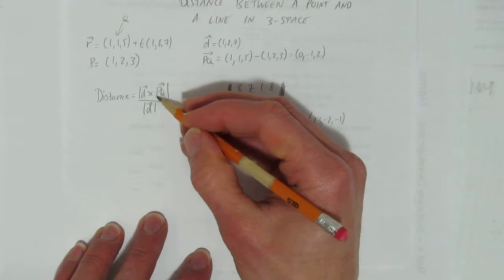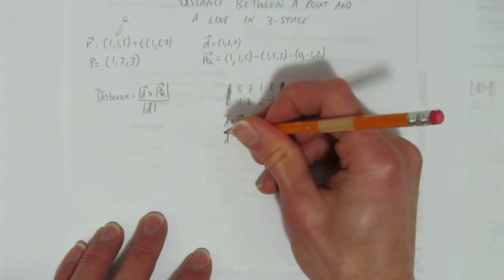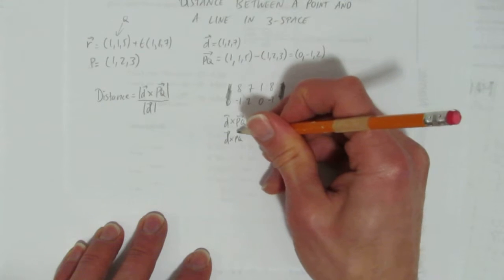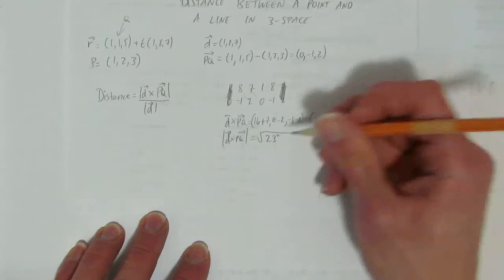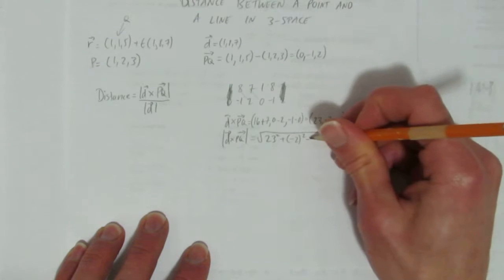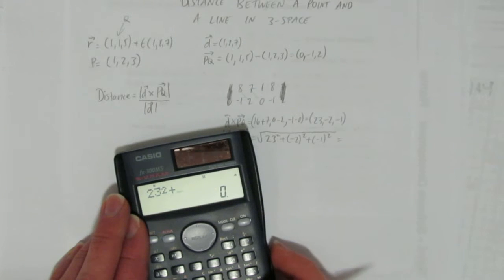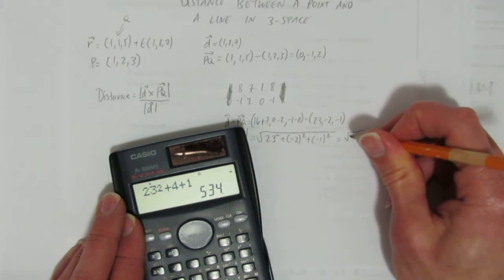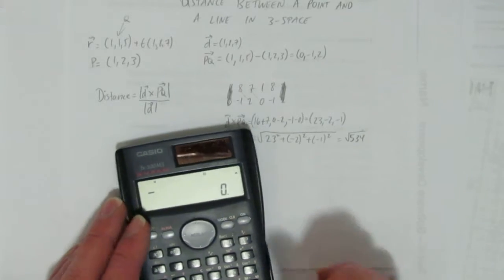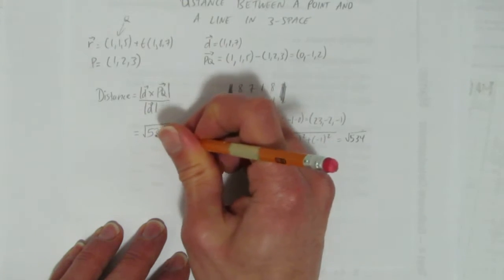But remember, the formula doesn't use the cross product's vector, it uses the magnitude. So now I'm calculating the magnitude of that cross product I just found. The magnitude is just the square root of the sum of the squares of the components. So that's the square root of 23 squared plus -2 squared plus -1 squared. You can use your calculator. I'm probably going to leave it as a radical. It's 23 squared, plus 2 squared is 4, plus 1, and you get a total of 534. Remember, it's still inside a square root. So the magnitude of that cross product is the square root of 534.